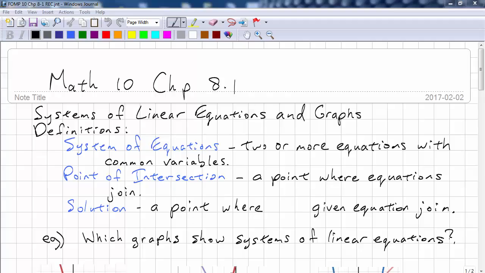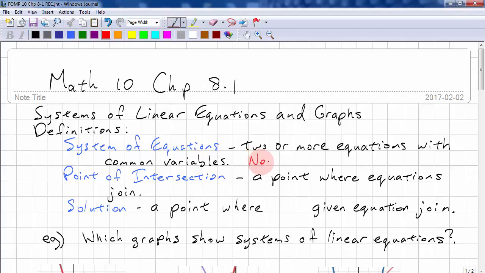This is Foundations of Math and Pre-Calculus 10, Chapter 8.1. This time we're going to be looking at systems of linear equations and graphs. And we need to know the definitions. A system of equations is two or more equations with common variables.